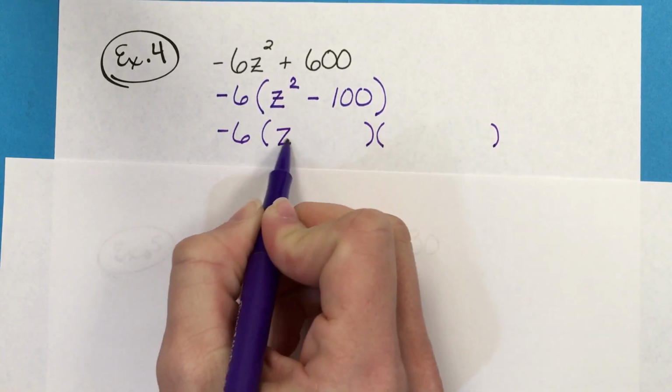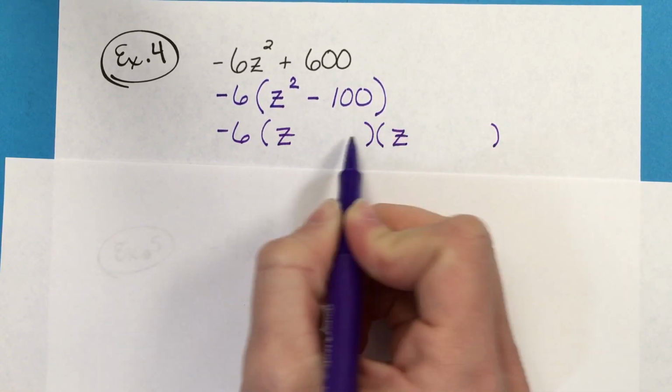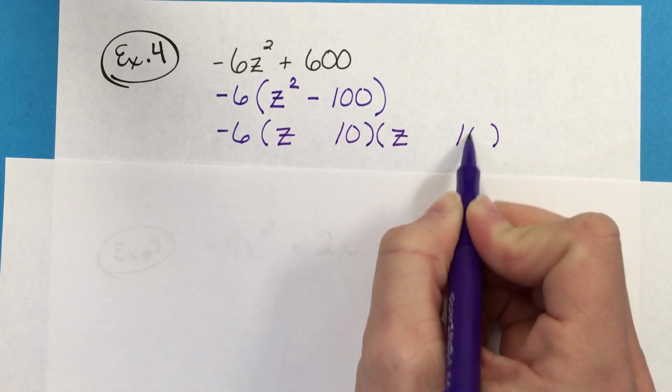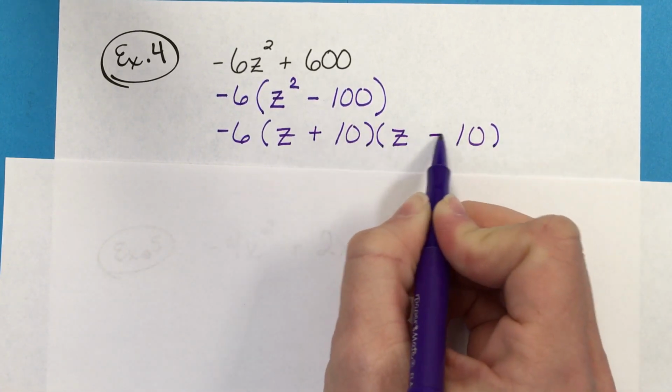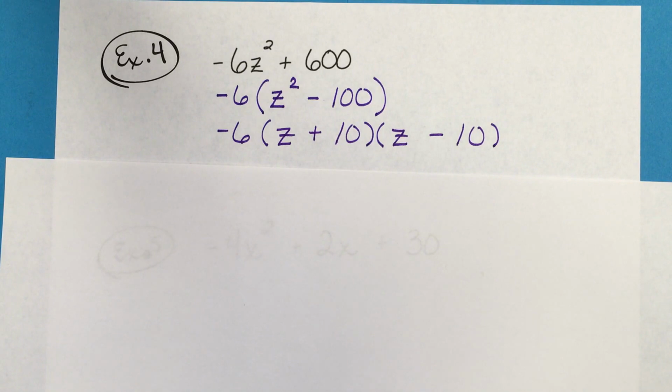So z squared is z times z. 100 is 10 times 10. And remember, on a difference of squares, you always have one of each sign, one plus sign, one minus sign.